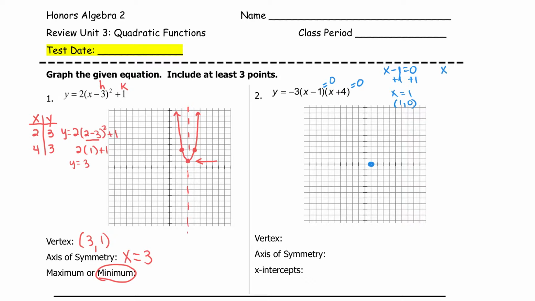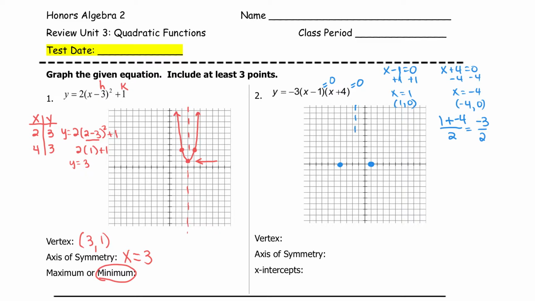Then I can also do x plus 4 equals 0. So I would have to subtract 4, and that gives you x equals -4. So another x-intercept is at -4, 0. Now, to find your axis of symmetry, it's going to be right in the middle. So what you can do is take those values that you just found, add them up, and then divide by 2. So that's going to give you -3 halves. So that would be the same thing as -1.5.